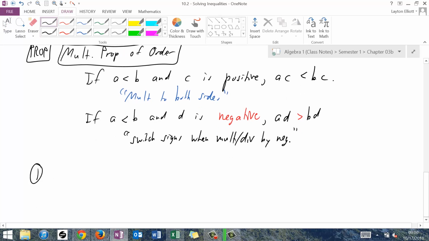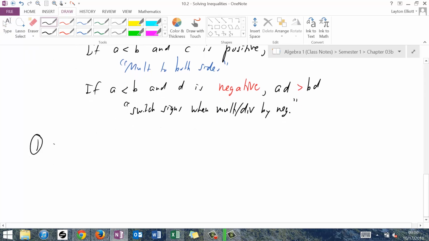Number 1. X minus 7 is less than or equal to 16. We're going to solve and we're going to graph. So what I'm going to do is add 7 to both sides, and I get X is less than or equal to 23.